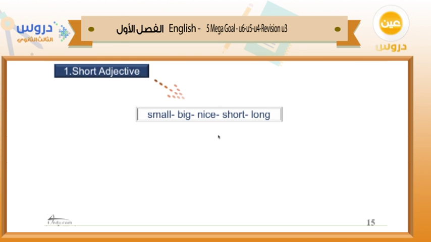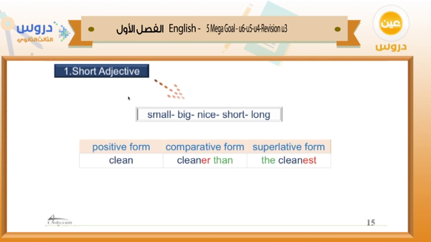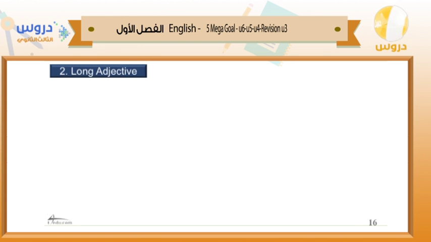So if they are short adjectives, how can we form comparative and superlative? For example, here, positive form, clean. The adjective is clean, which is a short adjective. If I want to make a comparative form, I have to add "er." Clean, cleaner. Clean, cleaner than. Superlative form, the cleanest. The cleanest. What about long adjectives?